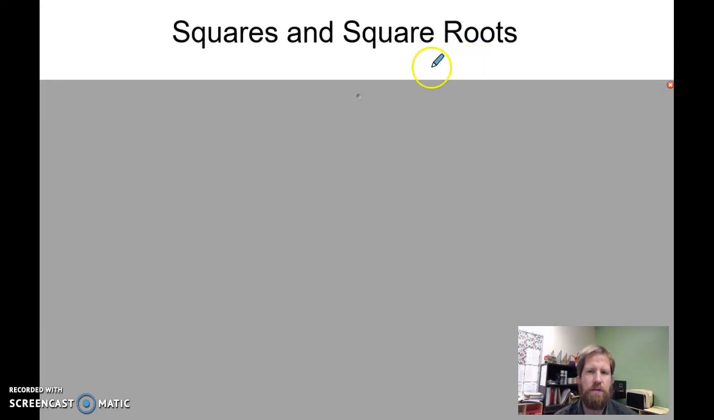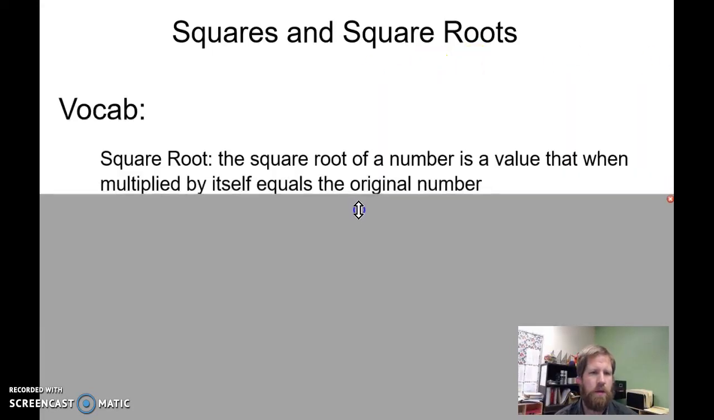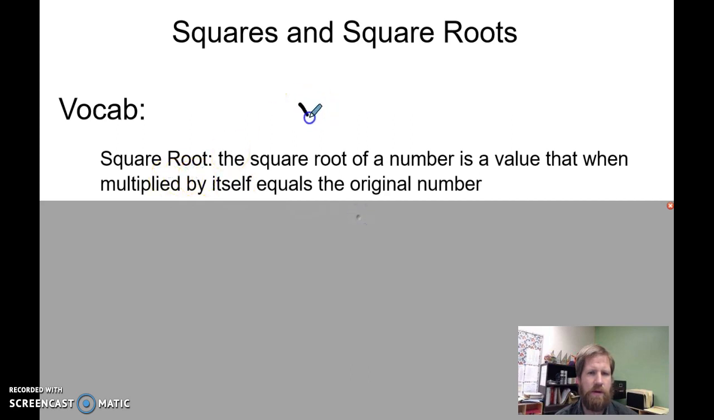Squares and square roots. So a square root is represented with this symbol, and it'll have a number inside. So in this case, I'm looking at the square root of 16.